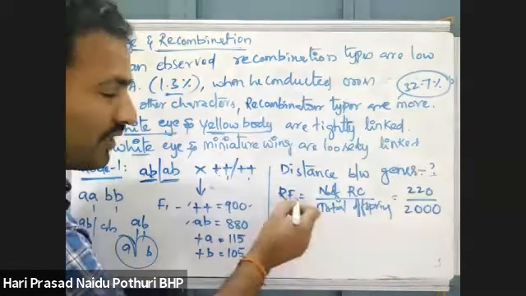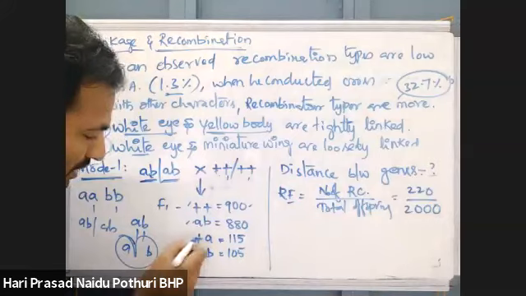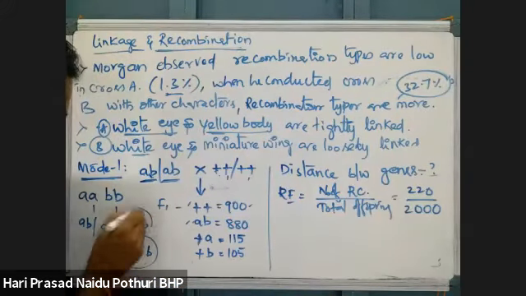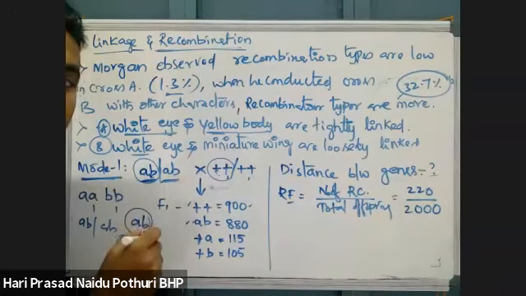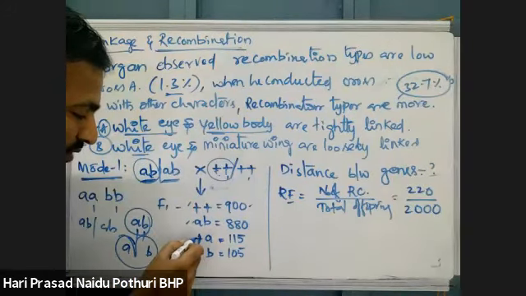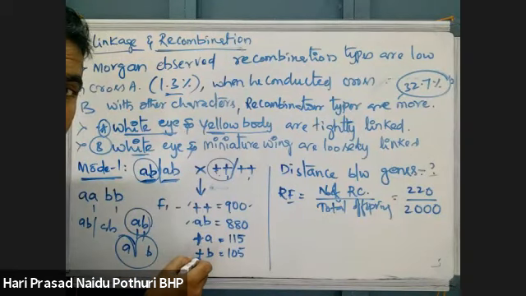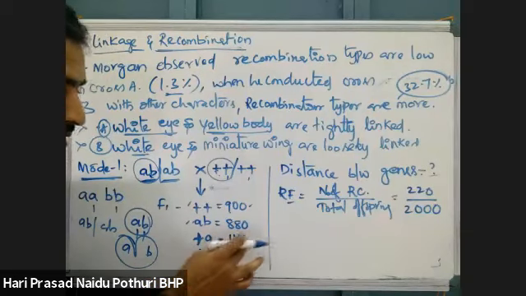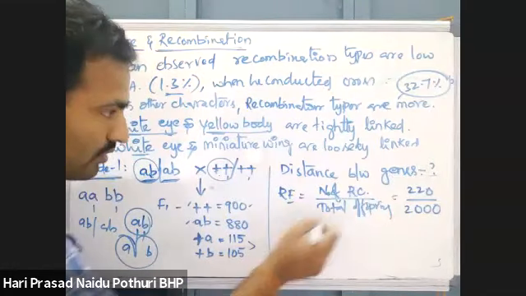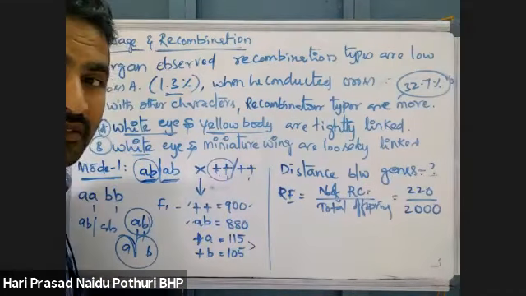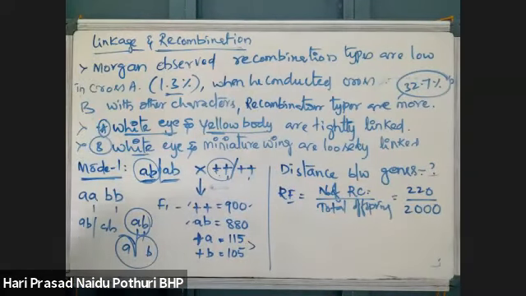What is recombination frequency? It is the total number of recombinants. What are recombinants? This is a parental combination, AB. Plus is one parental combination. AB is one parental combination. But in the progeny there is formation of non-parental combinations, which are plus A and plus B. These two are non-parental combinations. These total 220, divided by total offspring, 2000.